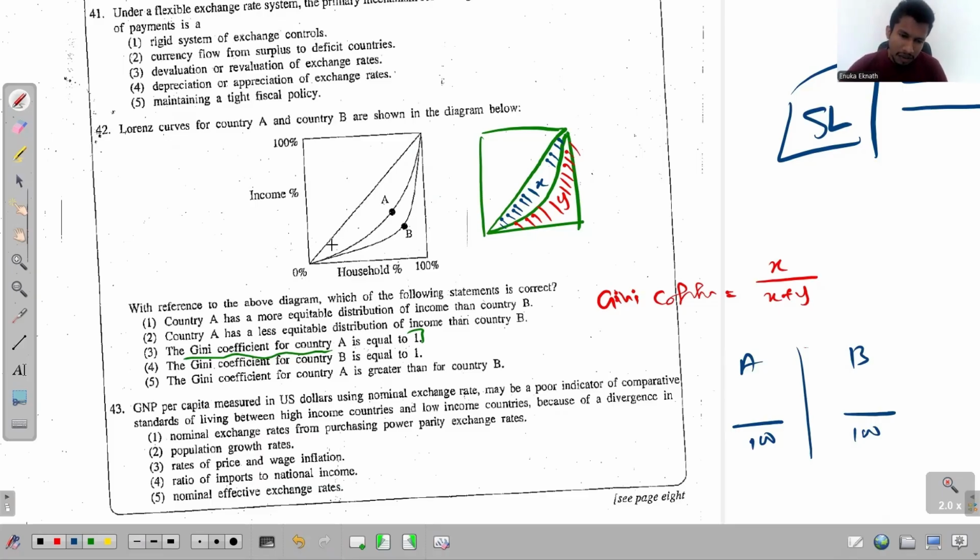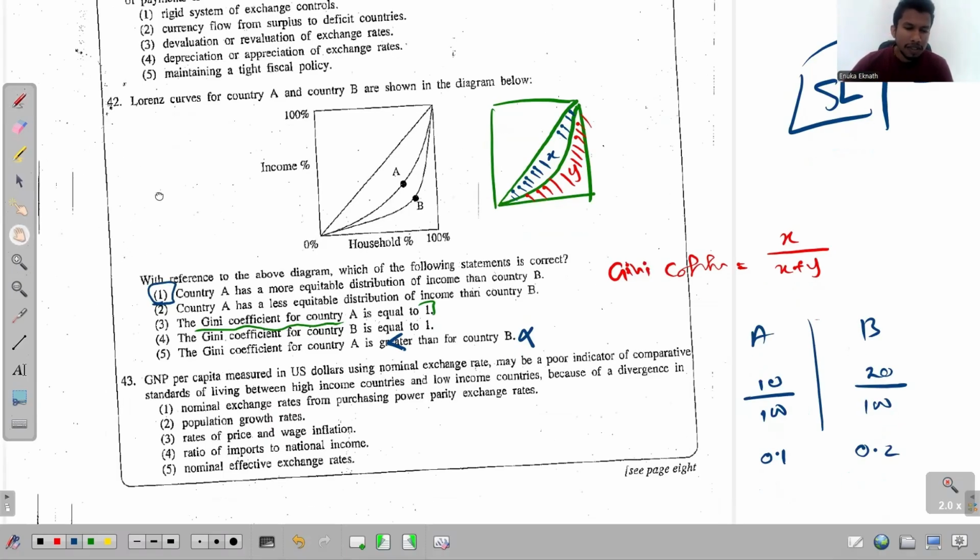Then what happens to the region between the equidistributed line and the Lorenz curve in country A? That will be somewhat lower than the value you find for country B, because country B has a bigger gap, so that value is greater. Here you have 0.1, here you get 0.2. So it has to be the opposite of what is stated: the Gini coefficient for country A has to be lower than that for country B. The answer is the first one.